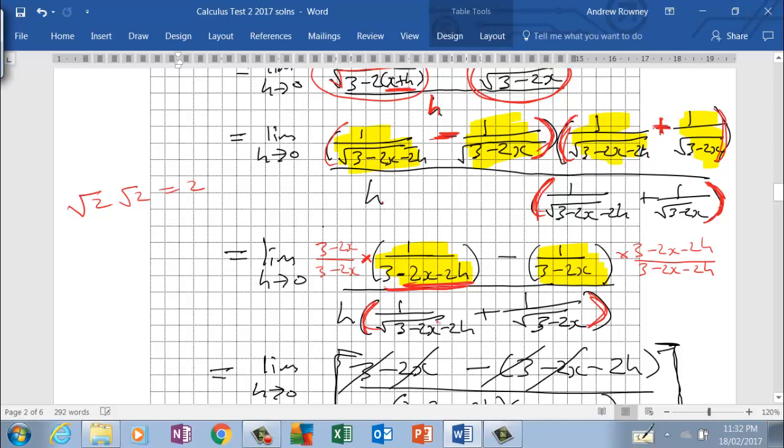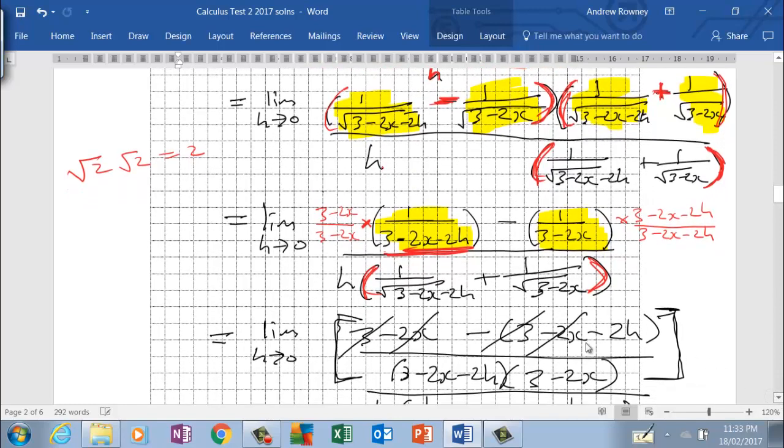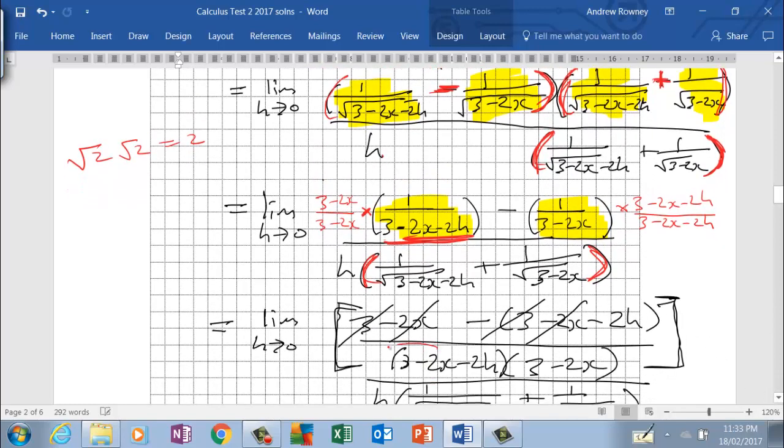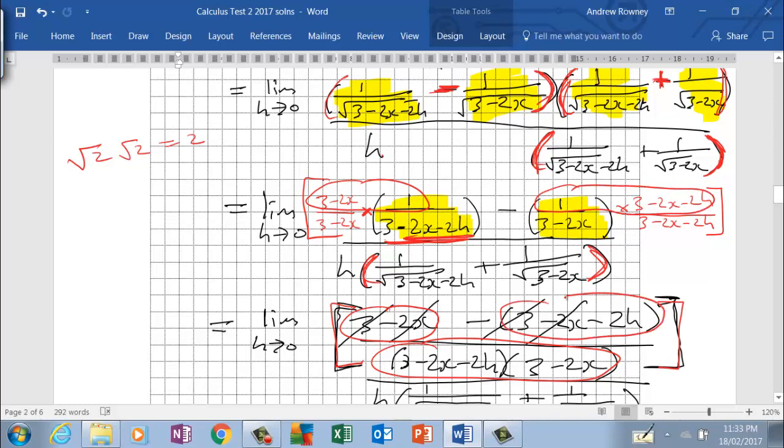Doing that, we're going to get a common denominator, and that is sitting here. There's the common denominator. So this whole square bracket here has become this whole square bracket here. Now multiplying the top here, 3 take 2x and 1, we get 3 take 2x. Multiplying this by 1, we get this here.